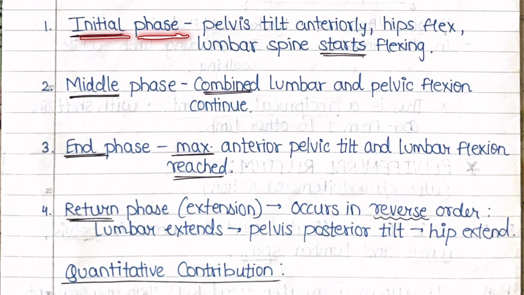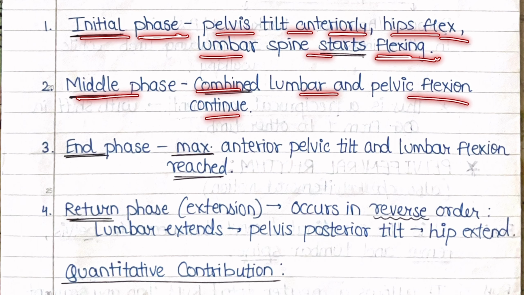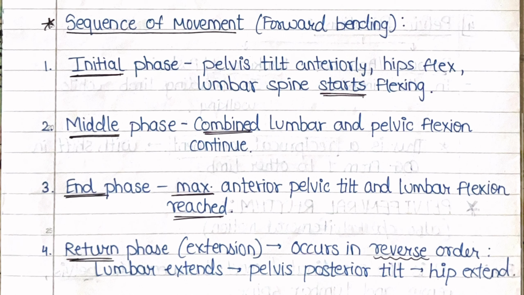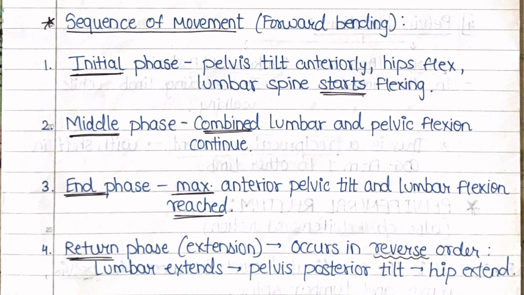So in the initial phase, the pelvis tilts anteriorly, the hip flexes, and the lumbar spine starts flexing. In the middle phase, combined lumbar and pelvic flexion continues. In the end phase, maximum anterior pelvic tilt happens and lumbar flexion is reached. Then in the return phase, we are going from forward bending to the normal position.